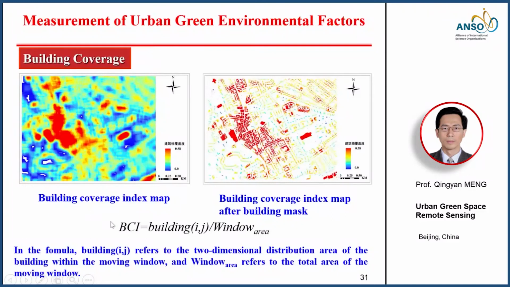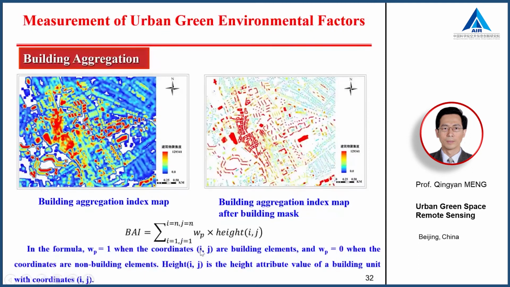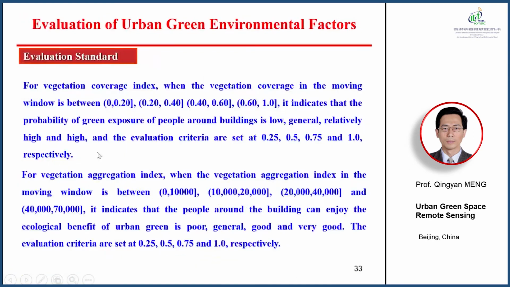Okay, we can also calculate the BCI, the buildings coverage index, and map the result to the windows area. This is the buildings aggregation index map after the buildings mask. We get the BAI, which is the buildings aggregation index.